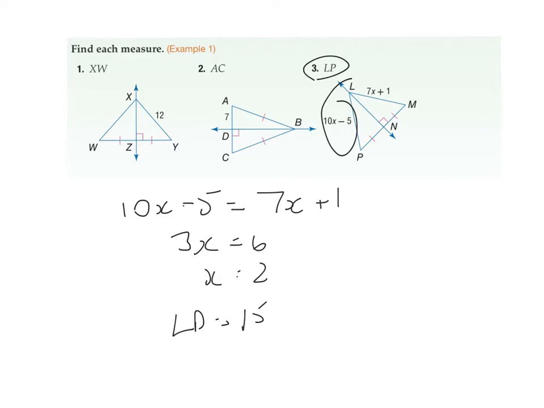You know me, that's actually solved the question that you've got to do, but plug it into the other side as well, just in case your algebra is wrong. 7 times 2 is 14 plus 1. So both sides are 15, which shows that your algebra is correct. It takes seconds, but plug it into both to check your work.